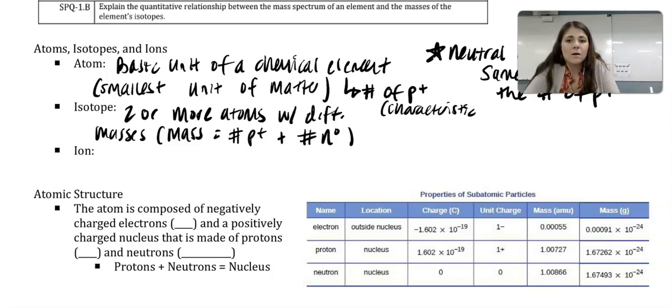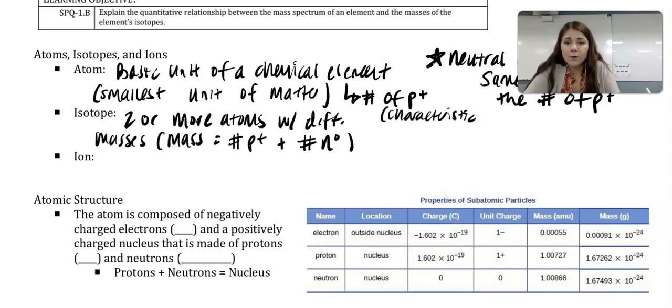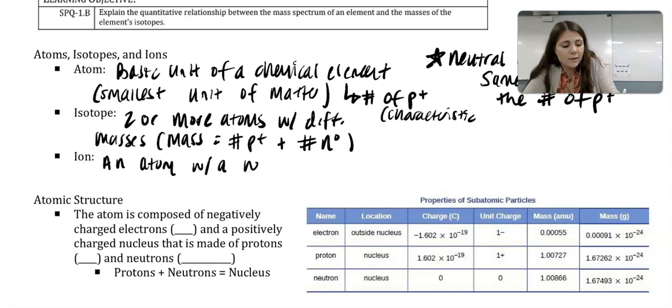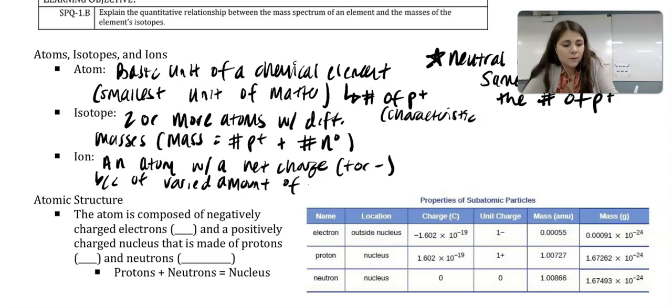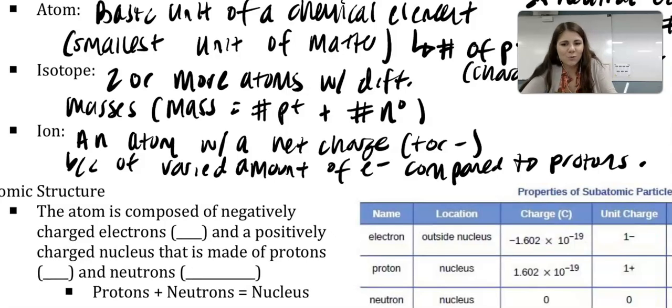And then a few things to just talk about. So ion, when I was referencing neutral elements, here, when it comes to an ion, this is an atom with a net charge, plus or minus, because of varied amounts of electrons compared to protons. Okay, so here, I know I didn't leave us too much room. We have two types of ions.